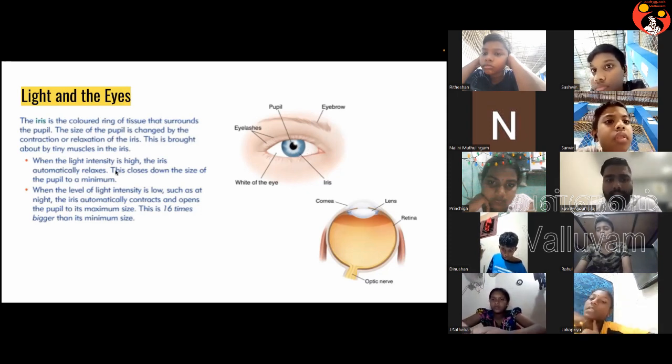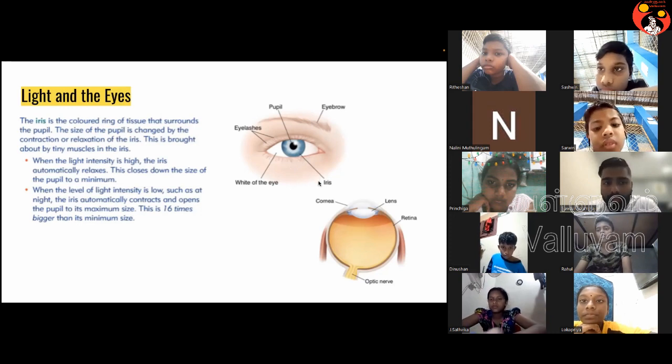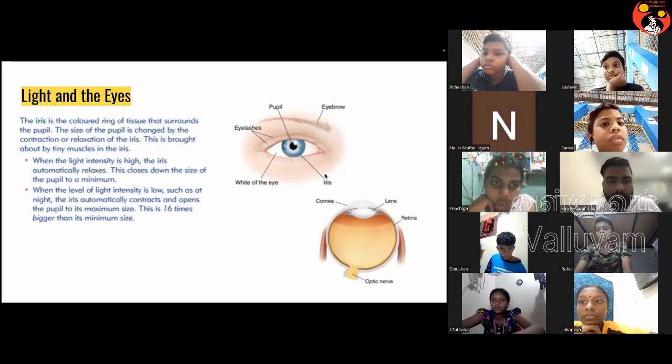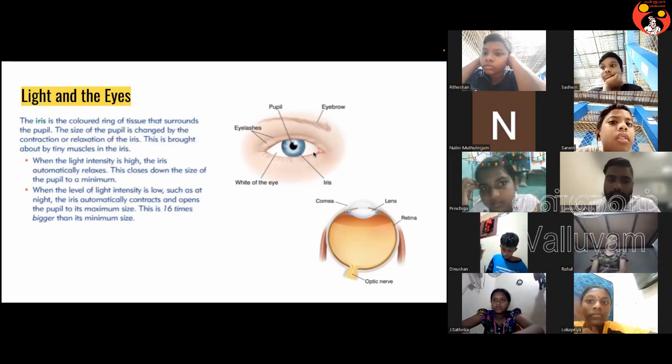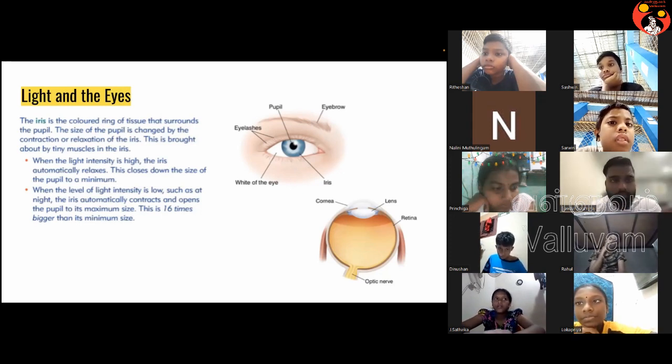Now, when the intensity of the light is high, the iris relaxes, which then reduces the size of the pupil. When the level of light intensity is low, the iris then contracts, which opens the pupil to its maximum size, right? Allowing us to see more and see in the dark.